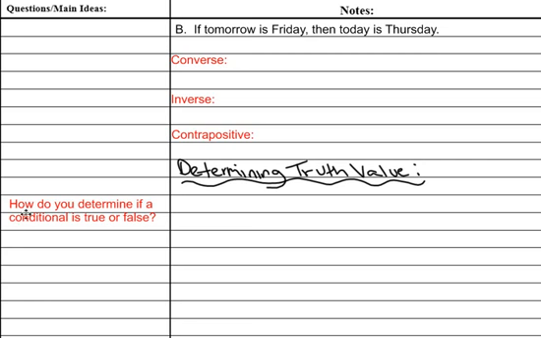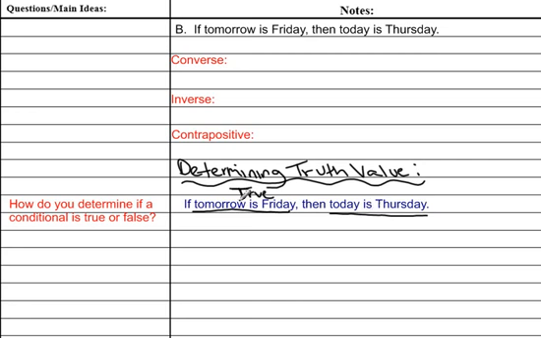Okay, next we're going to talk about determining truth value, meaning how do you determine if a conditional is true or false? So let's look back up here at example B. If tomorrow is Friday, then today is Thursday. We've already decided that that is a true statement. Now, to determine if a conditional statement is true or false, we always assume that the hypothesis is true. And we're really looking to see, is the conclusion false? If the conclusion is false, then the whole statement is false. If the conclusion is true, then the whole statement is true.